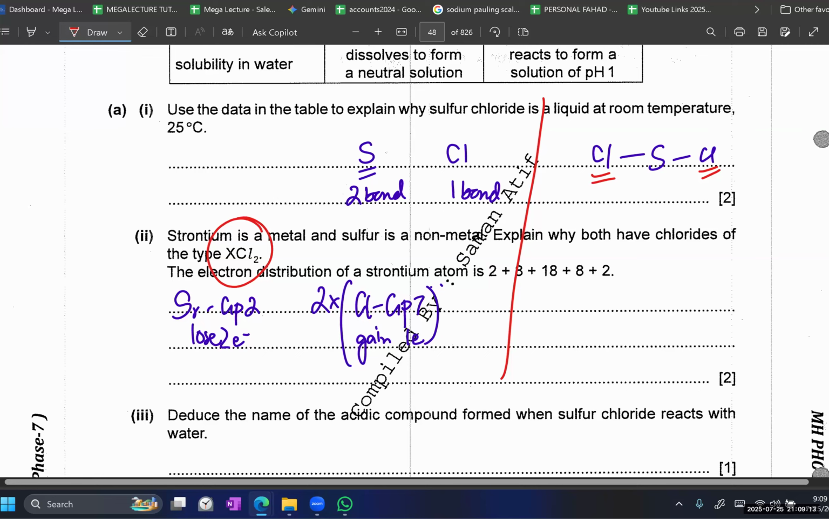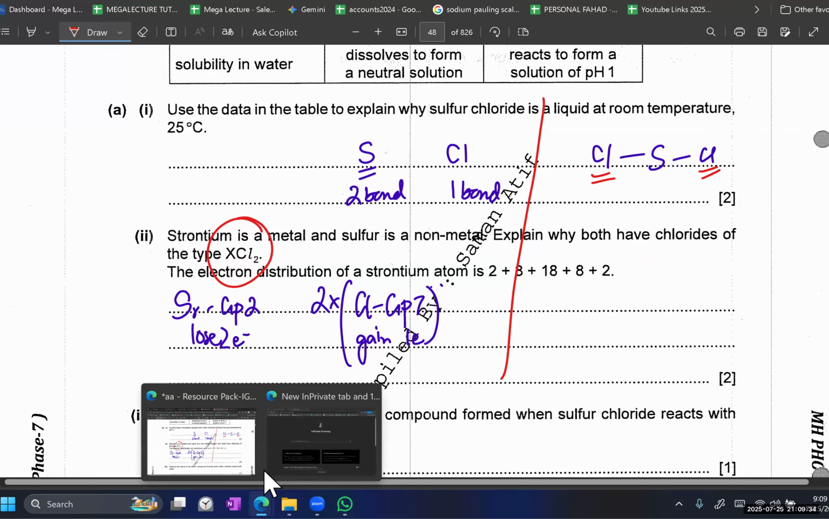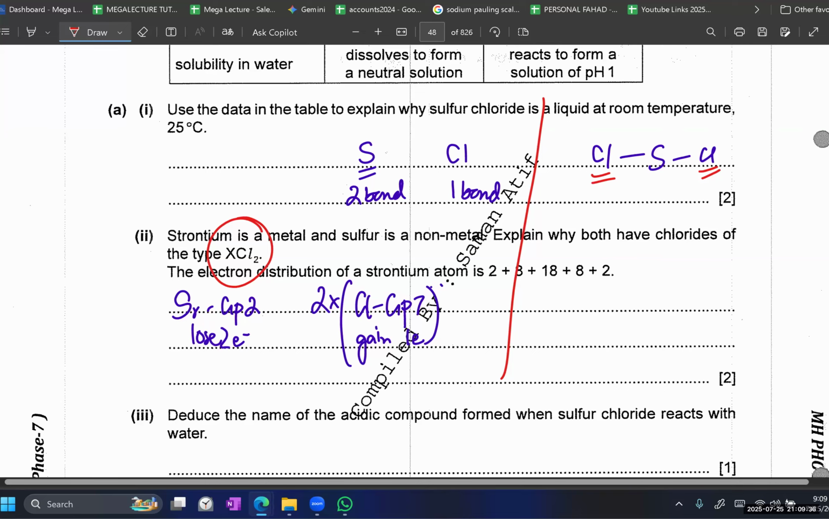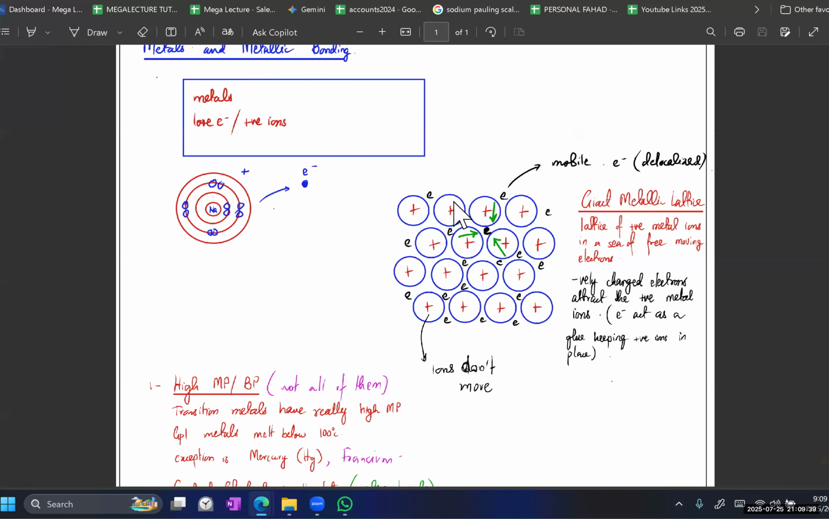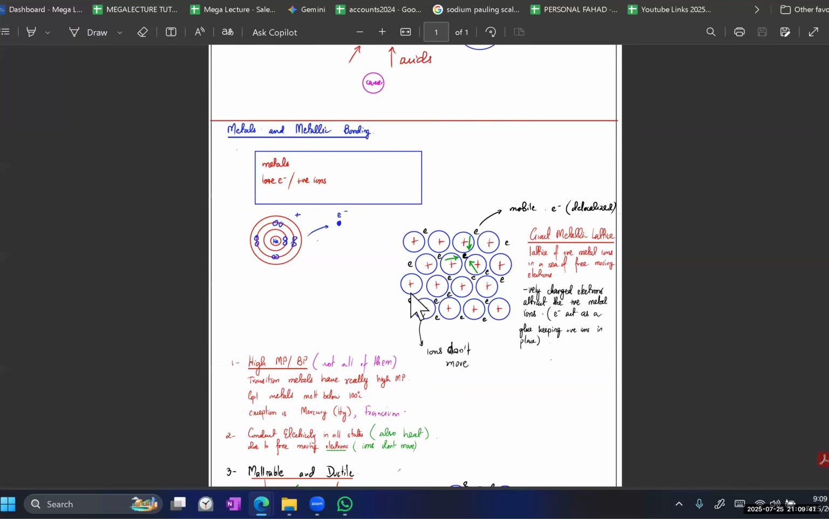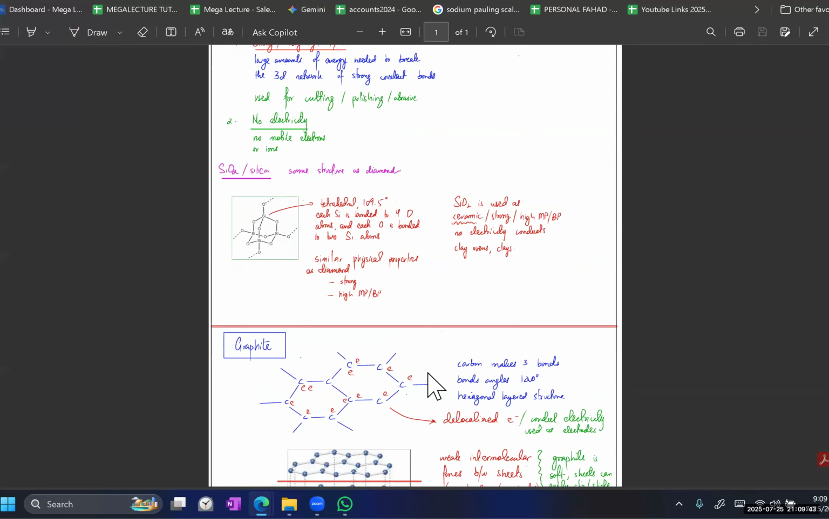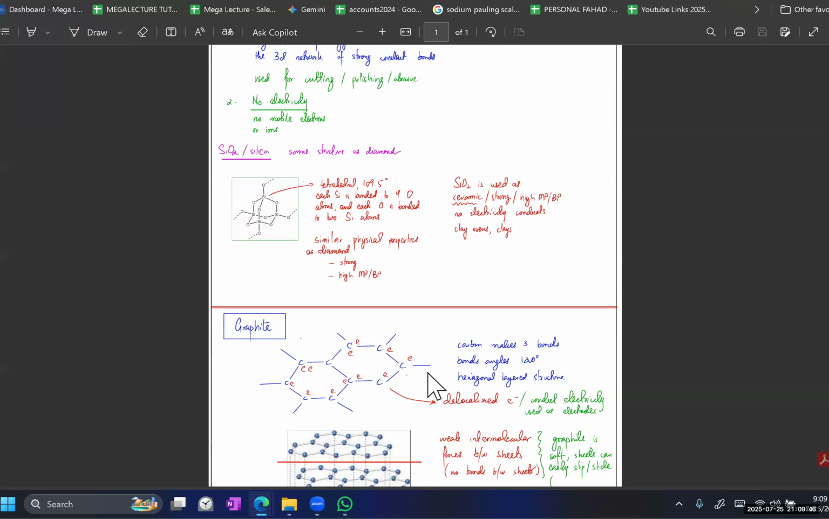The other one is an ionic compound, right? And ionic compounds, they conduct. And why do they conduct? Because ionic compounds have free moving delocalized electrons. No, not electrons, there will be ions in it. Remember, electrons conduct electricity in metals. In graphite it's electrons that are conducting. Molecules don't conduct electricity. Okay?